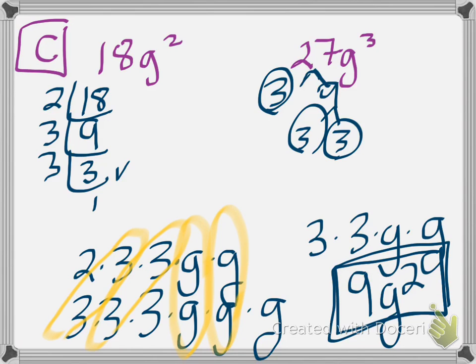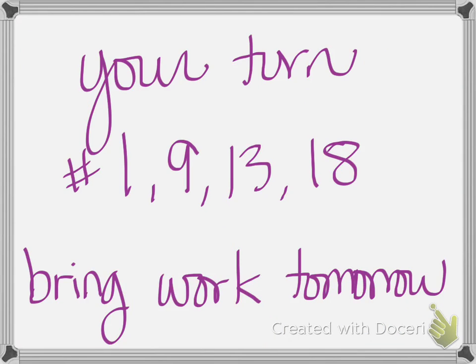Okay, hopefully some of you are starting to notice that you can use the exponents to figure it out. If I have 2 g's in my first term and 3 g's in my second term, the greatest common factor is going to be g squared. And then the coefficients 18 and 27, you have to break it down to figure out what the greatest common factor is. All right, it's your turn.